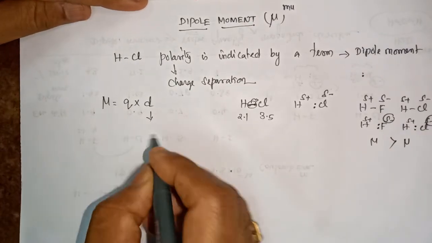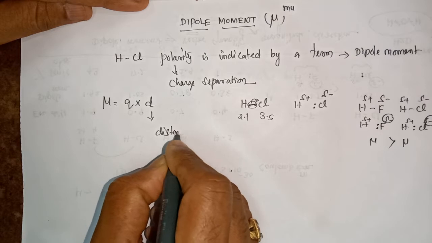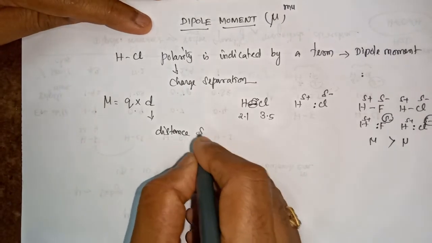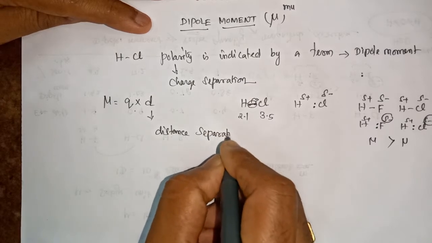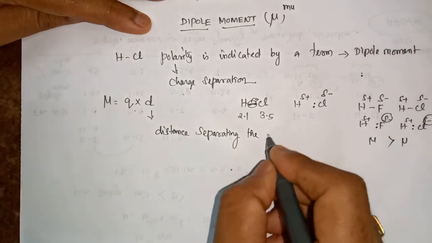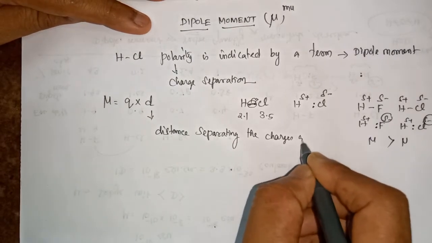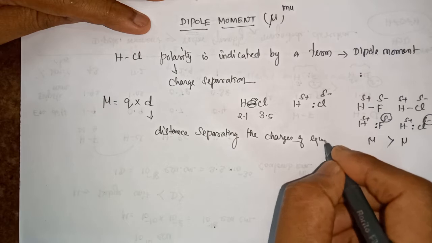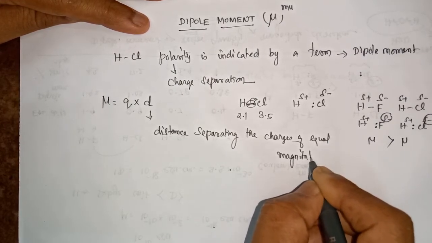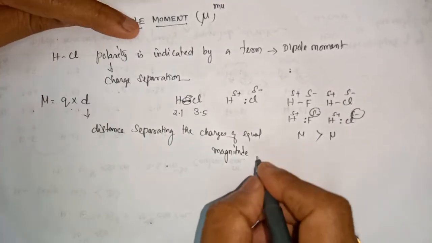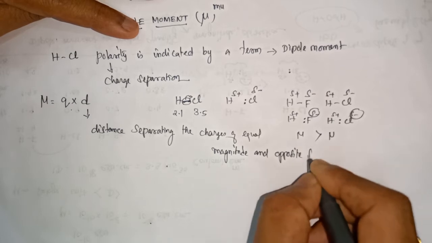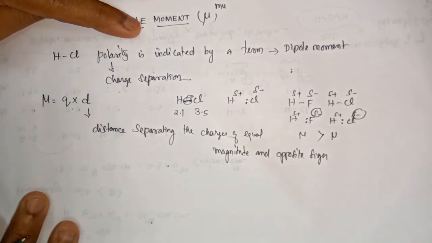Right, now I come to mu is equal to Q into D. What is this D? It is the distance separating the charges of equal magnitude and opposite sign. What does it mean, equal magnitude and opposite sign?